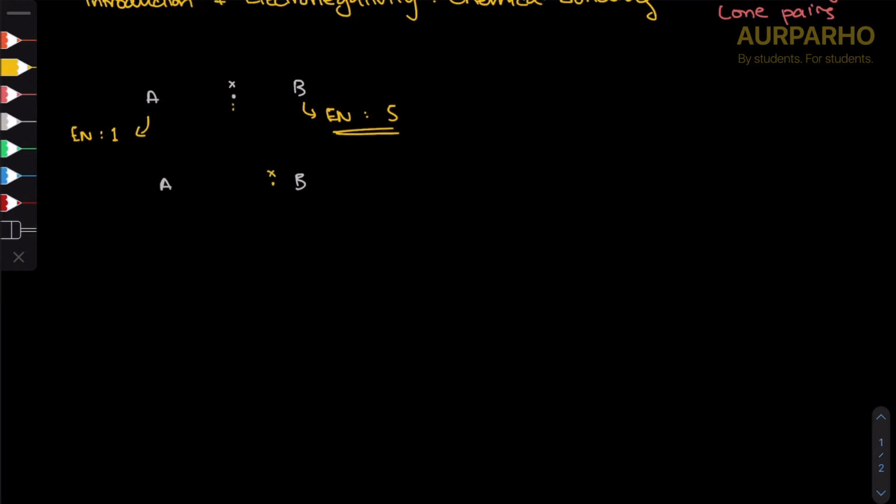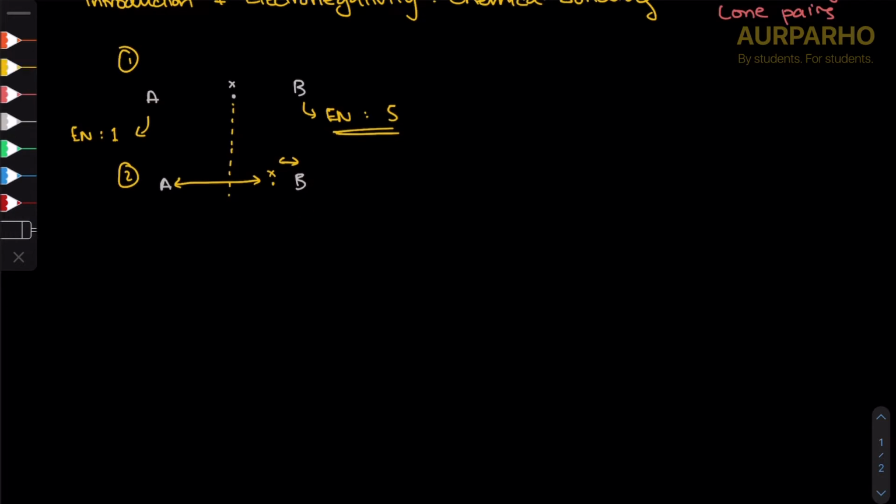We can see here that in the first case the pair was relatively in the middle, but in the second case, which is the actual case, if we apply these electronegativities, the pair of electrons shifts more towards B, so the distance between it and A increases, and the distance between the pair of electrons and B decreases. So that's basically what electronegativity is. It is the ability of an atom to pull the shared pair of electrons in a covalent bond towards itself.